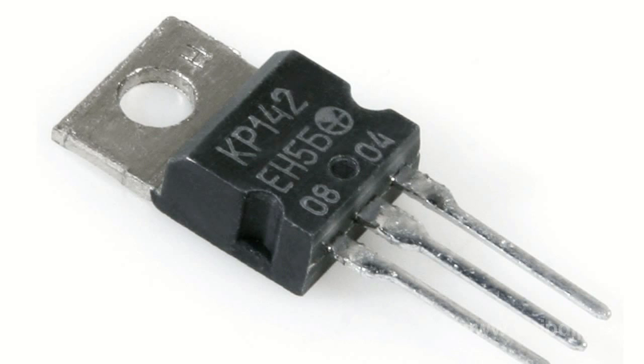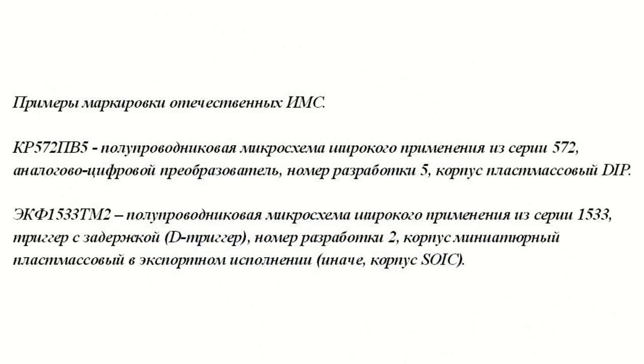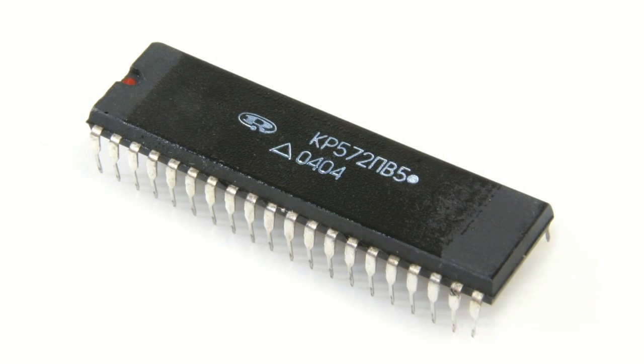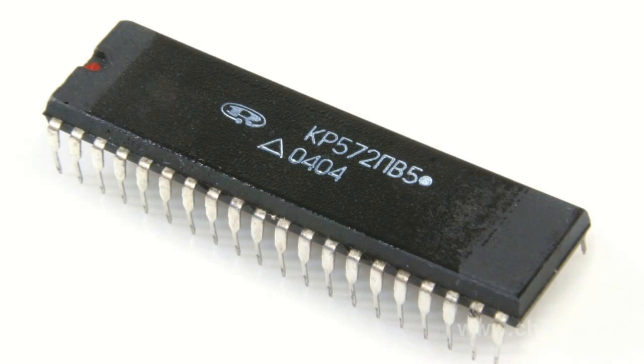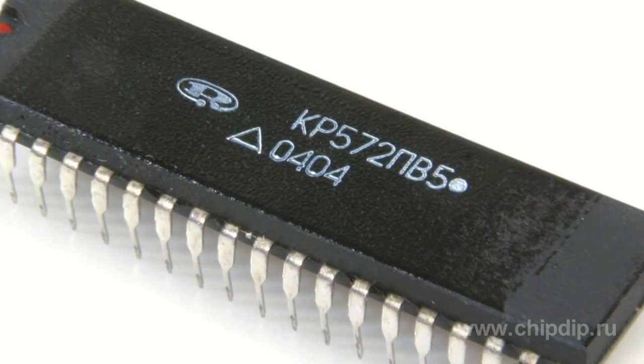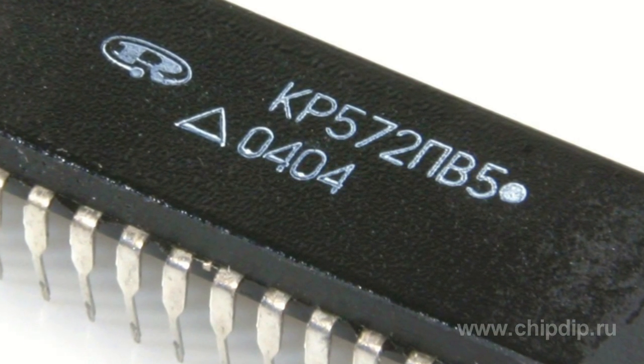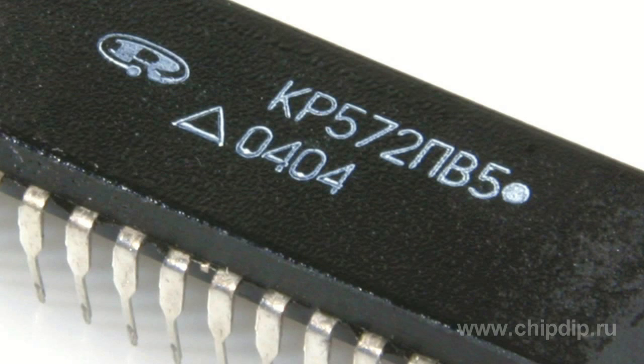Here are the examples of designations of national IC chips. K572PV5A is a semiconductor chip of wide use from series 572, analog to digital converter. Number of the development is 5. Modification A, plastic DIP housing. Letter A is replaced with a dot in this case.